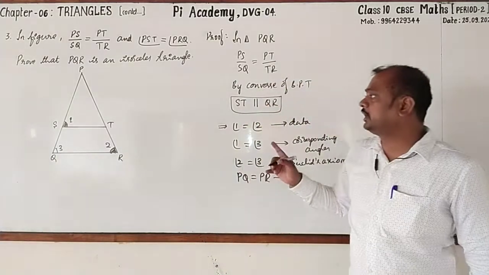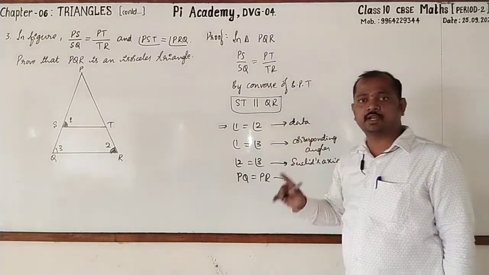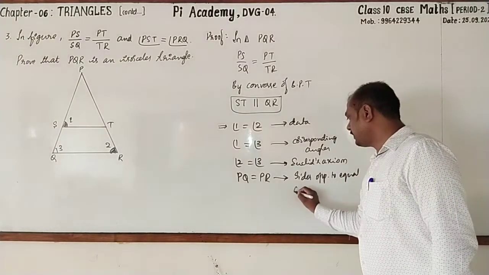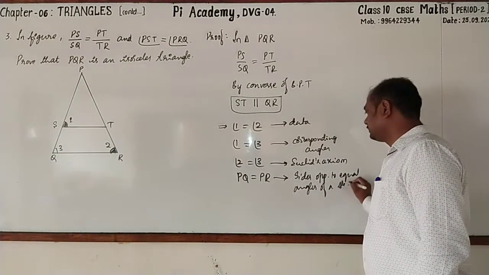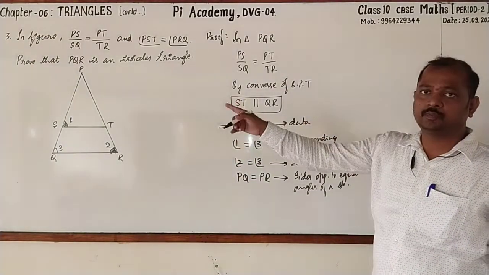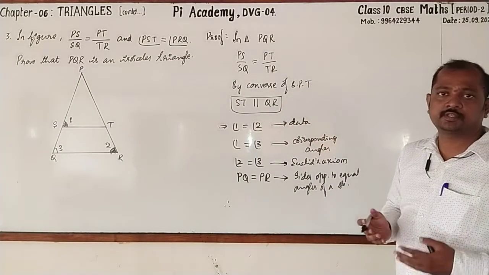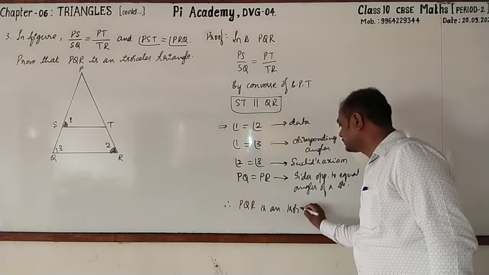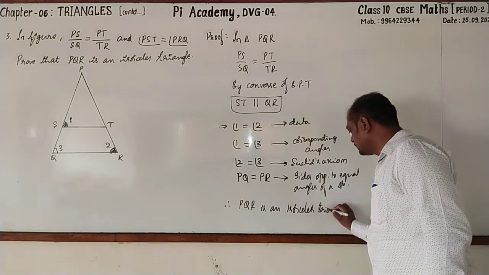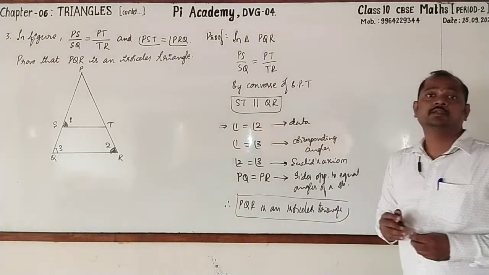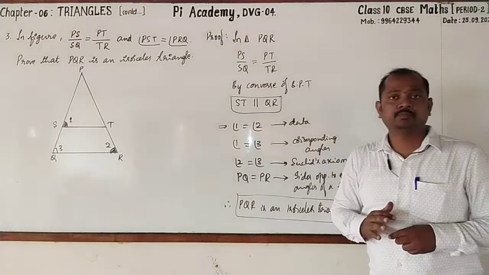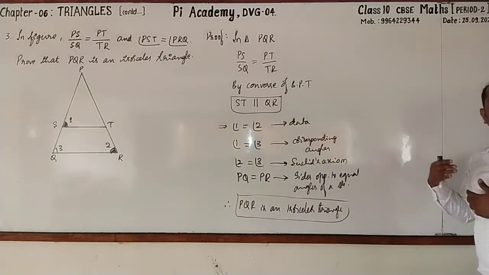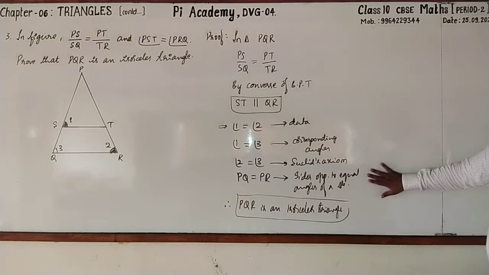The reason: sides opposite to equal angles of a triangle are equal. If PQ equals PR, when two sides are equal, then we can call it an isosceles triangle. Therefore, PQR is an isosceles triangle. Dear students, in the very first period only, I have given the different types of triangles. Please be thorough about those basic concepts, because in between the chapters we will often use them. I hope that you have understood this.